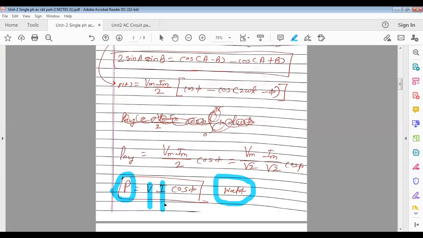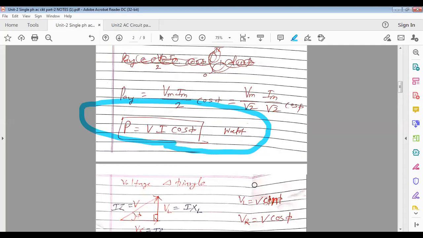What values do you have to use here? Vrms and Irms. Is this clear? Vrms into Irms into cos phi is the active power. Okay, so this is the power consumed by the series RL load.